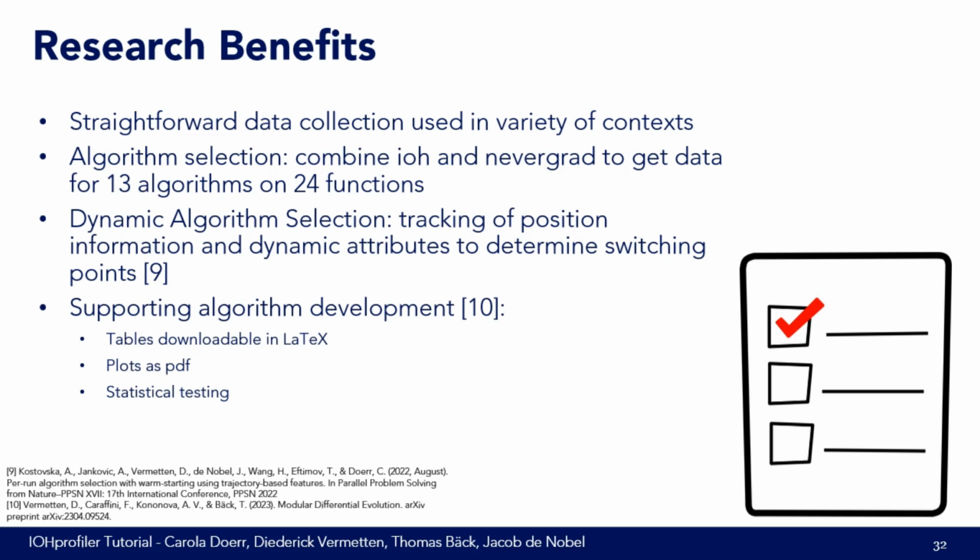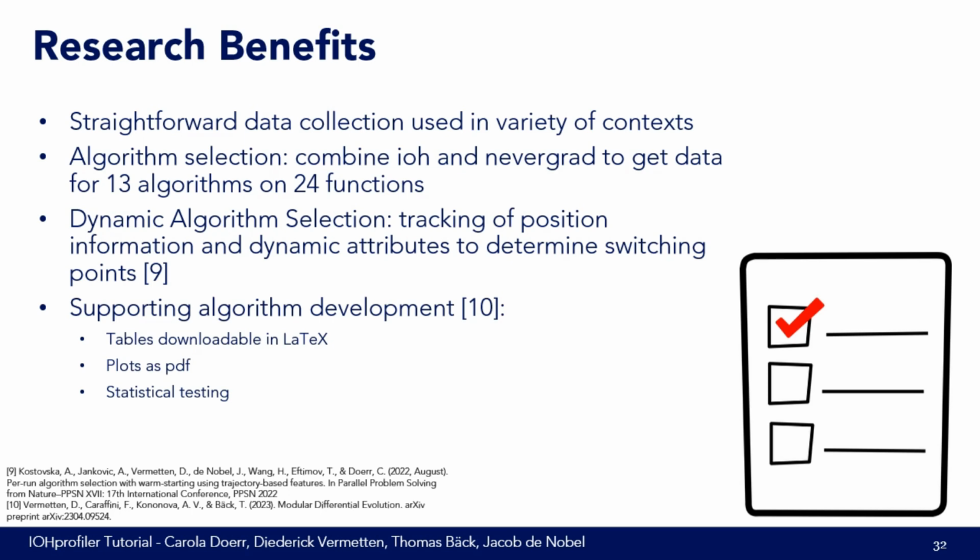For example, for a study we did last year, we can combine Nevergraph and IOH together and run a set of algorithms on a set of functions, and use this so that we directly are able to do different types of algorithm selection studies. We can also look at things like dynamic algorithm selection, because we can keep track of more than just algorithm performance.